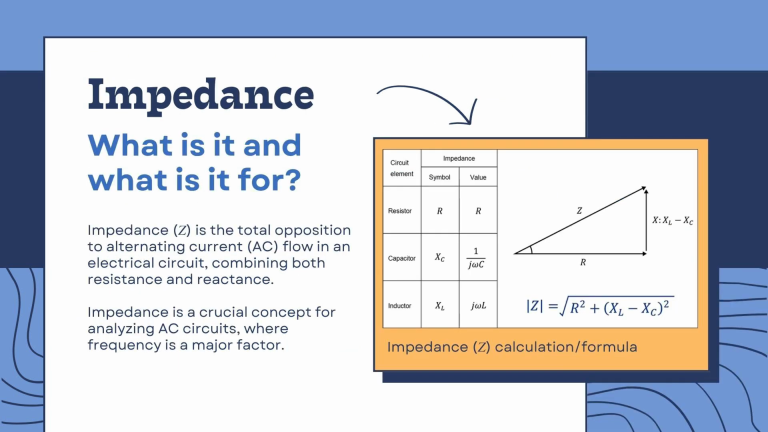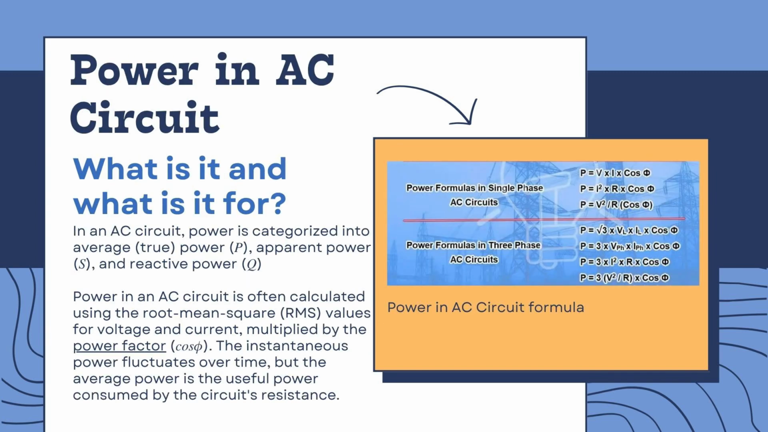The second one is impedance. What is it and what is it for? Impedance is the total opposition to alternating current (AC) flow in an electrical circuit, combining both resistance and reactance. Impedance is a crucial concept for analyzing AC circuits where frequency is a major factor. If you look on the right picture, these are the formulas for the impedance.